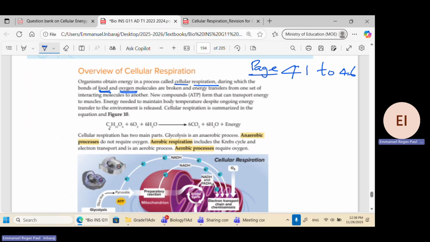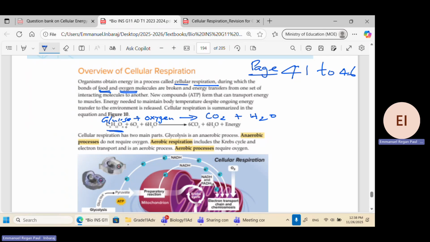The equation will be like this. This is the food material that we take in, which is called glucose or sugar, and we breathe in oxygen. So here we go. We take oxygen. All right, so what happens? The oxygen breaks down the glucose molecule into carbon dioxide and water. So this is the equation for cellular respiration.